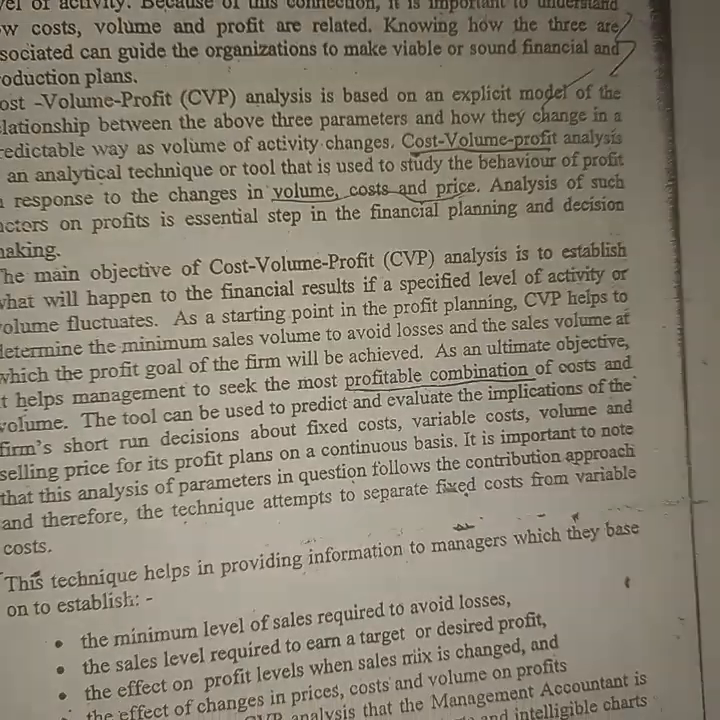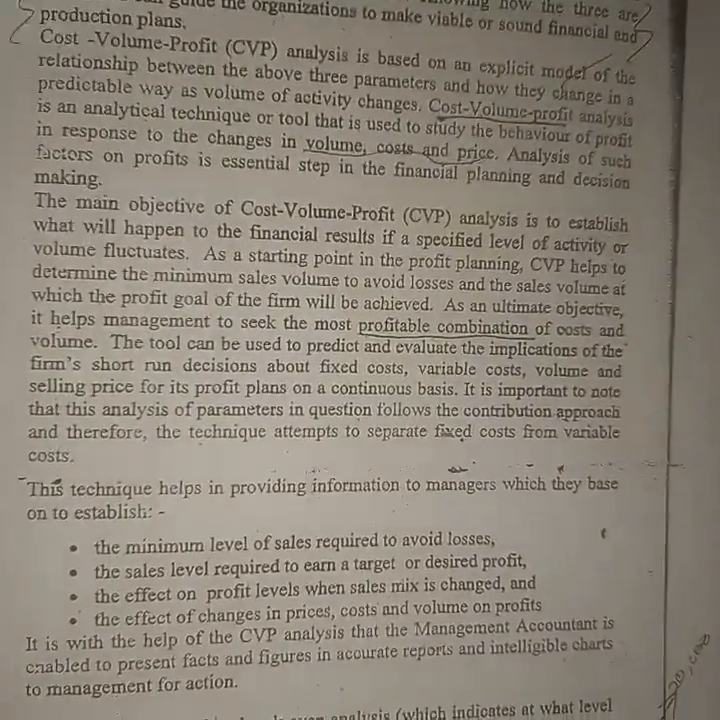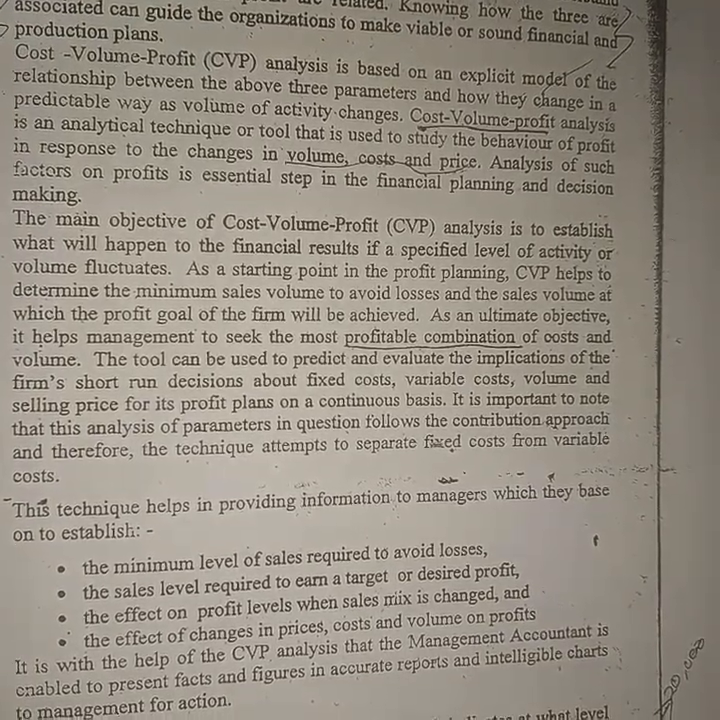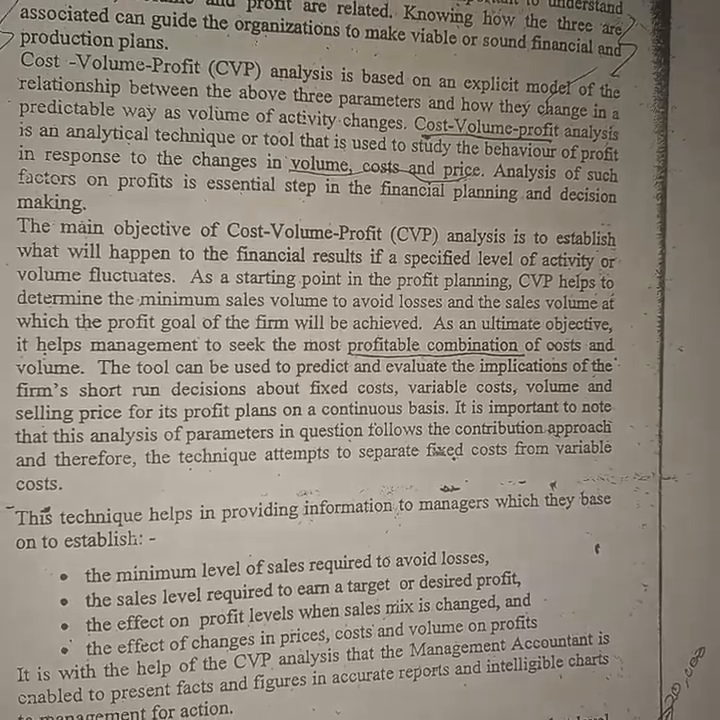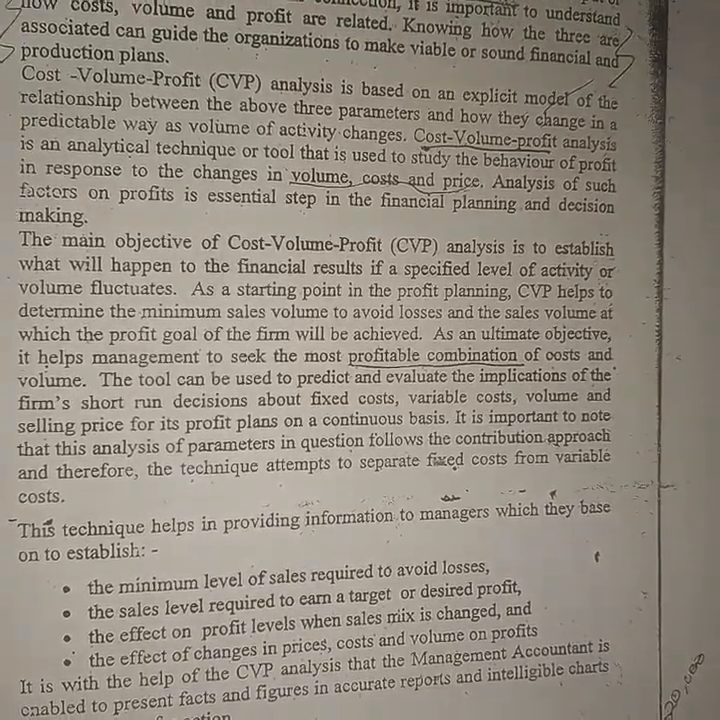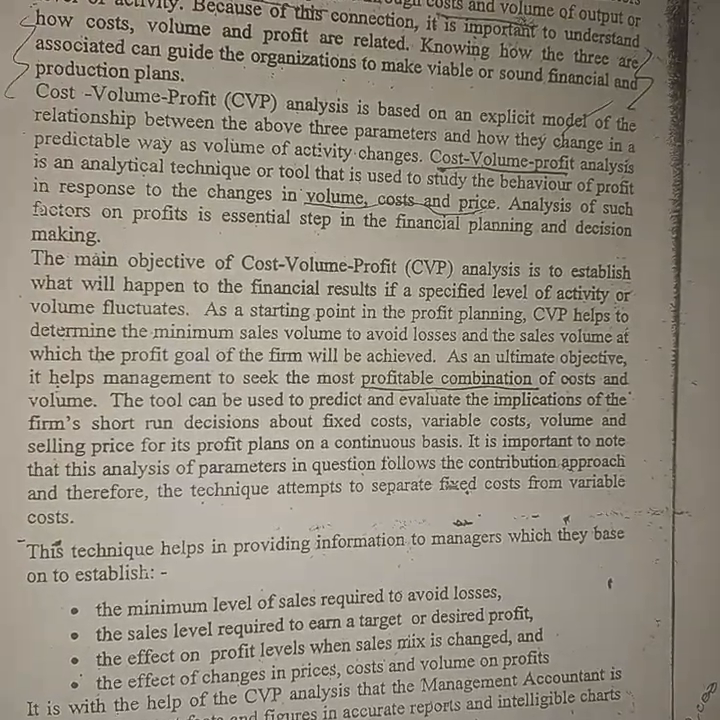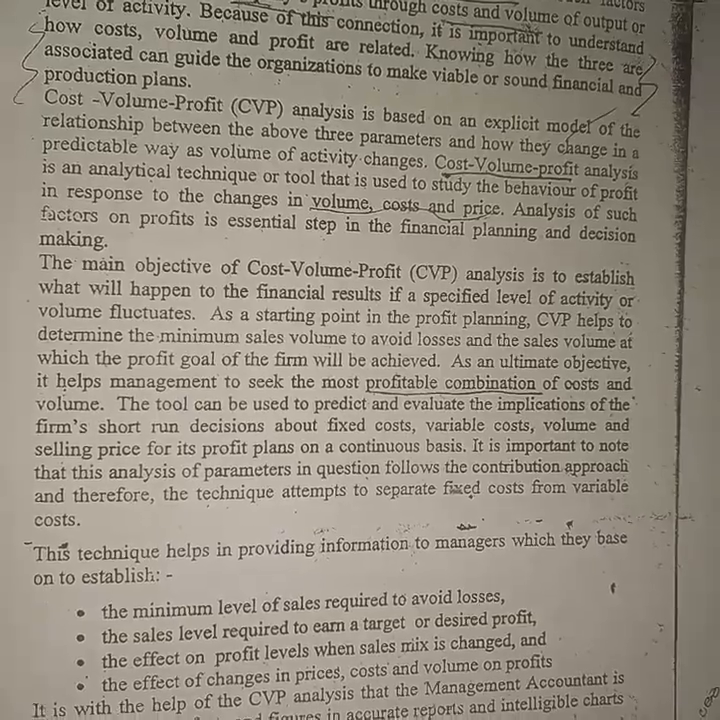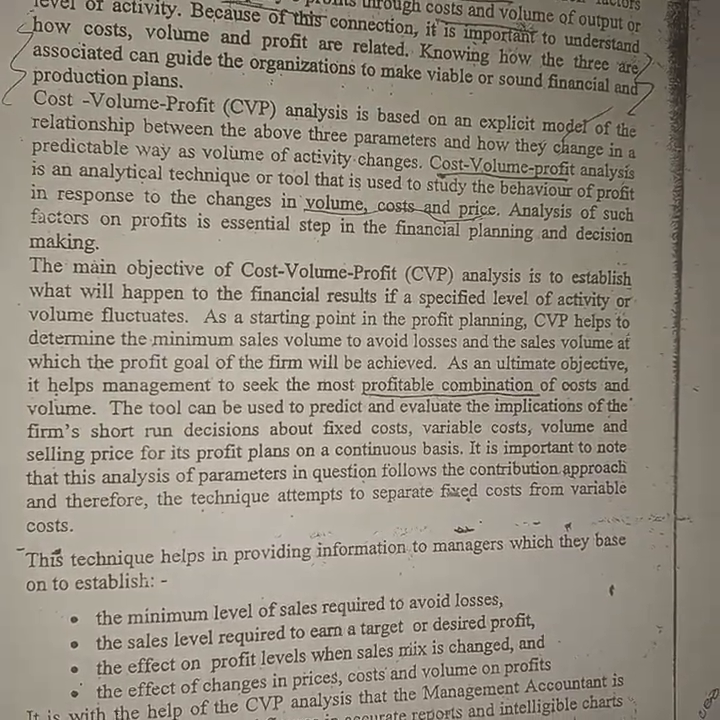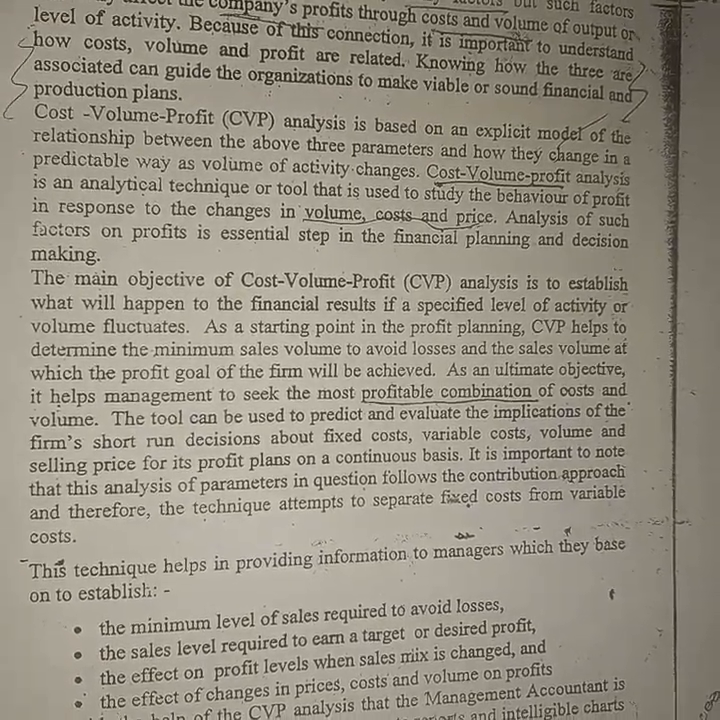Cost volume profit analysis helps you as a manager. Remember, you're going to become cost managers. So it's going to help you establish the minimum level of sales required to avoid losses. Remember that under cost volume profit analysis, we're going to use the break-even point, whereby the marginal revenue equals marginal costs. At that point, you're not making any profits, you're not incurring any losses. So it will help you to determine which minimum level of sales you can make in order to avoid losses.